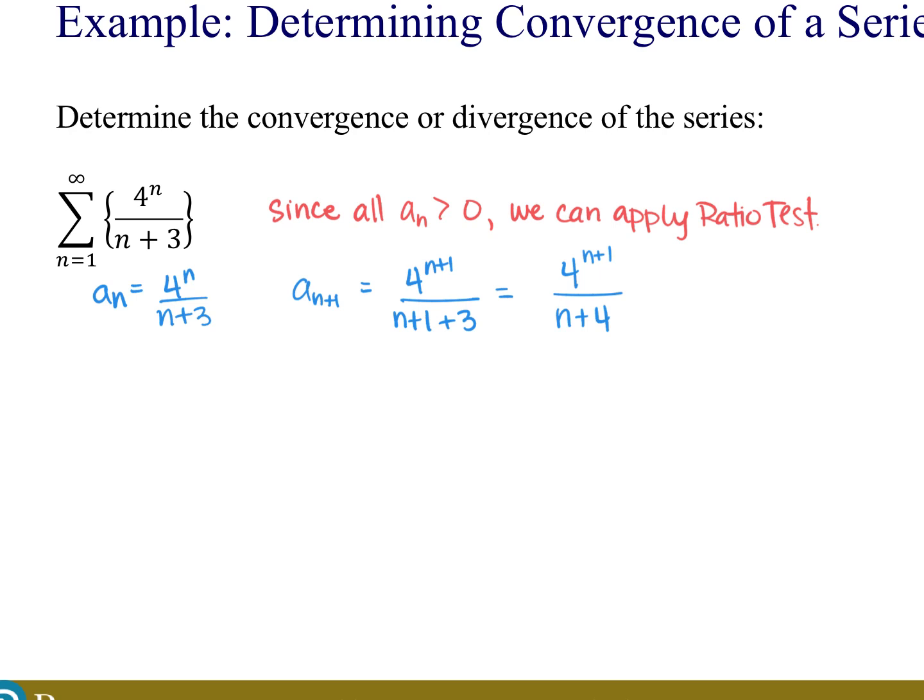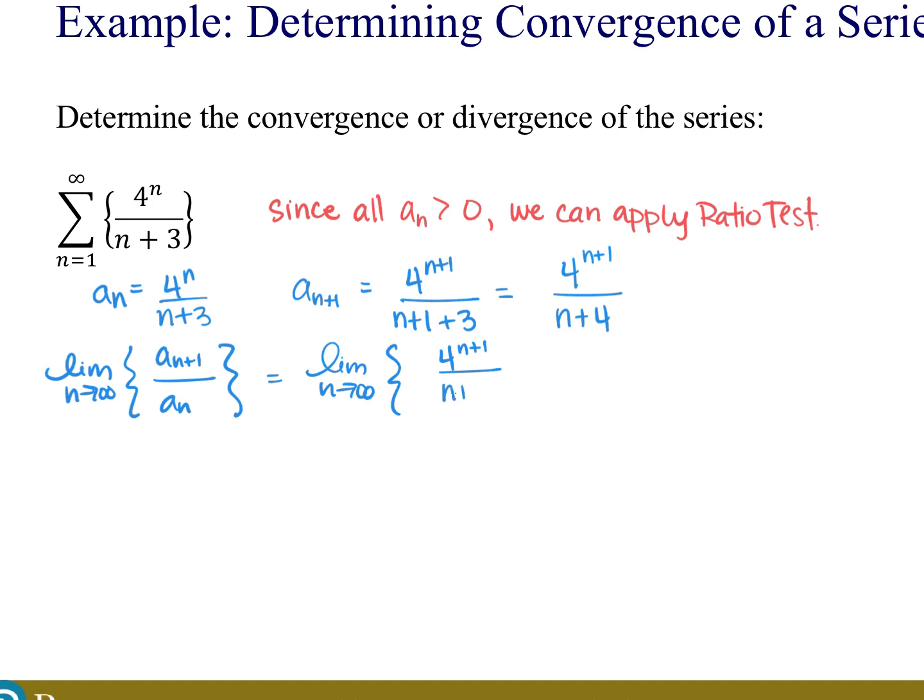All right, so we apply the ratio test, which says, put the a to the n plus 1 term on the top and take the ratio with the a sub n term on the bottom. So always start with the a sub n plus 1 term. That would be 4 to the n plus 1 over n plus 4.